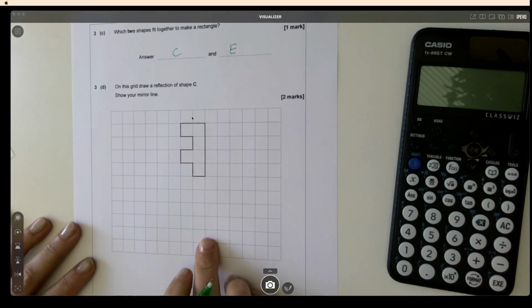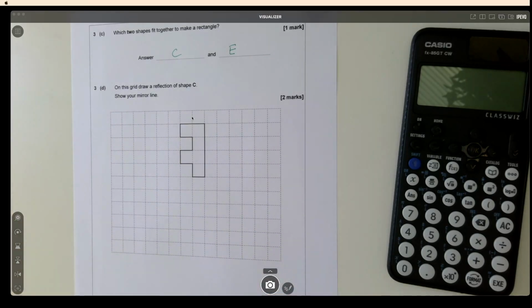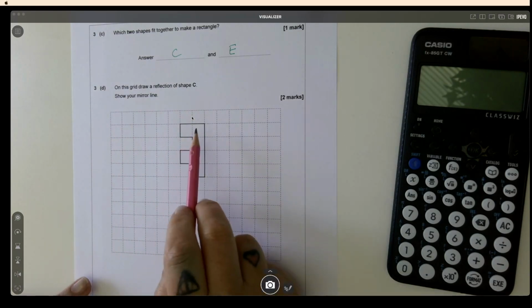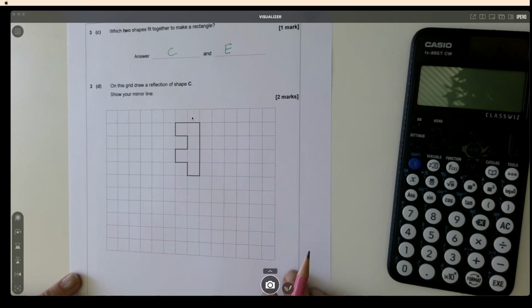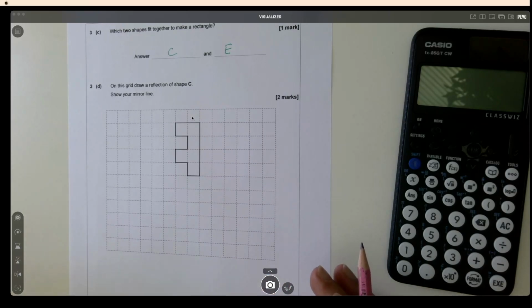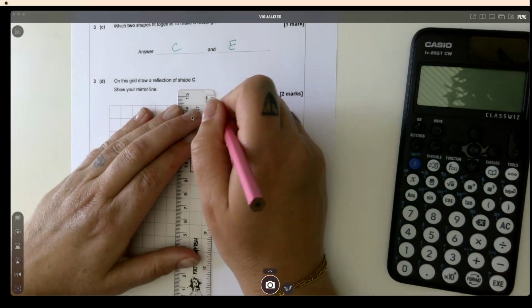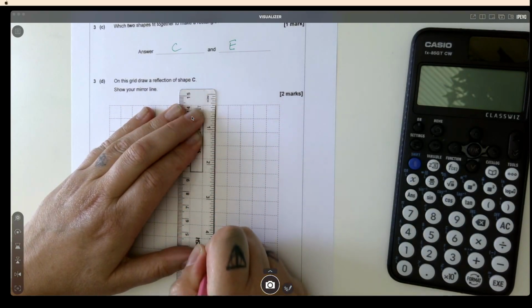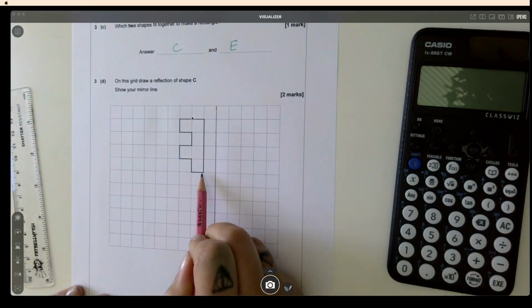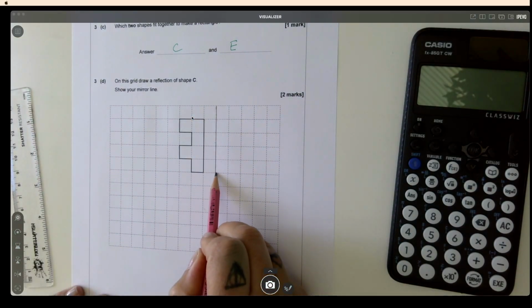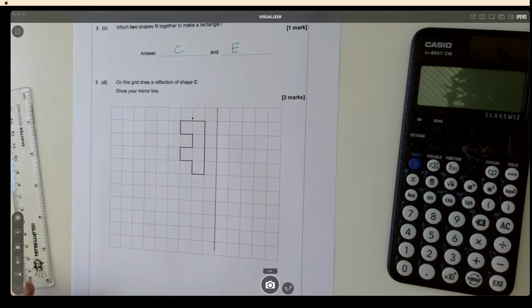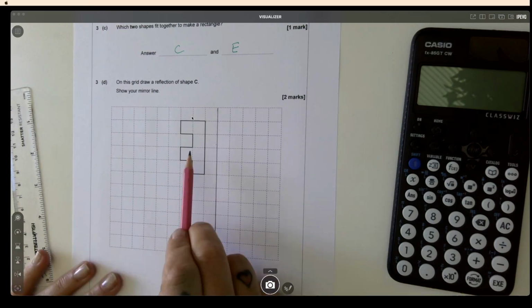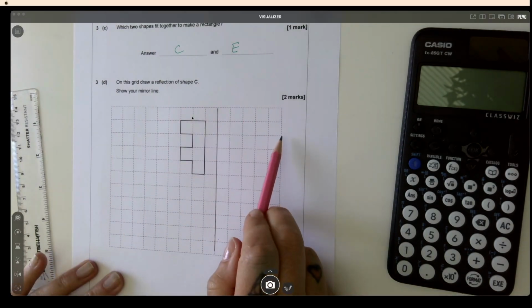Okay, 3D. On this grid, draw a reflection of shape C and show your mirror line. So we can reflect this shape anywhere, so you just need to draw yourself a mirror line. That's just a line you're going to reflect this shape over. So I'm going to draw a line here, and I've made sure that it's exactly a full square away, not halfway through a square, because that makes it a little bit more difficult to be accurate. And then I'm going to reflect this shape over this line.